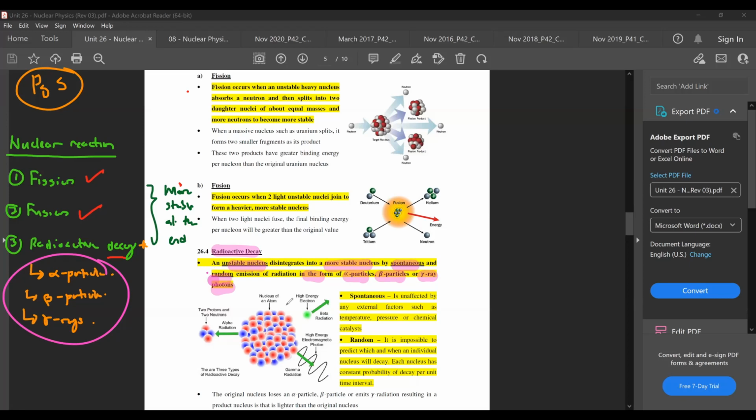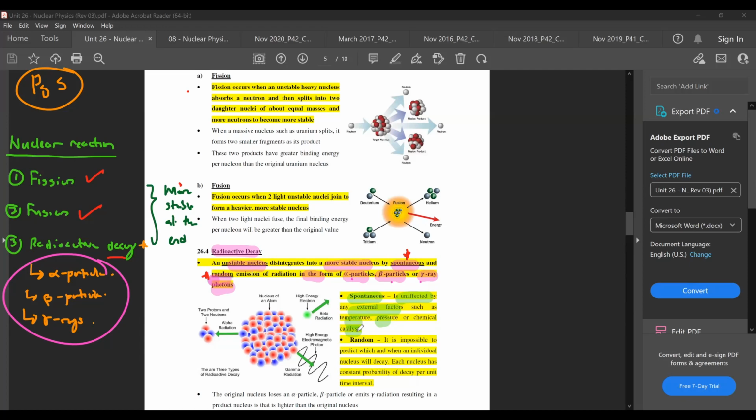Now, when you go and emit the alpha particle, beta particle, and gamma ray photons, they mention that the process is spontaneous and random. What does spontaneous and random here mean? Now, in our case, when they ask you what does it mean by spontaneous process of radioactive decay, it is just simply saying that your decay is unaffected by any external factors such as temperature, pressure, or any kind of chemical catalyst.